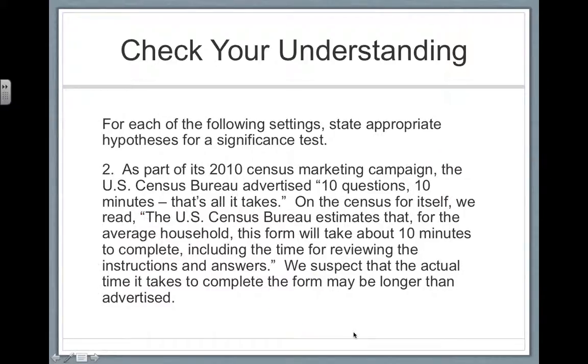Okay, so another problem. As a part of its 2010 census marketing campaign, the U.S. Census Bureau advertised "10 questions, 10 minutes, that's all it takes." On the census form itself, for the average household, this form will take about 10 minutes to complete.